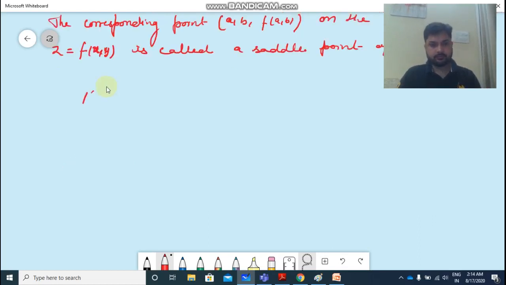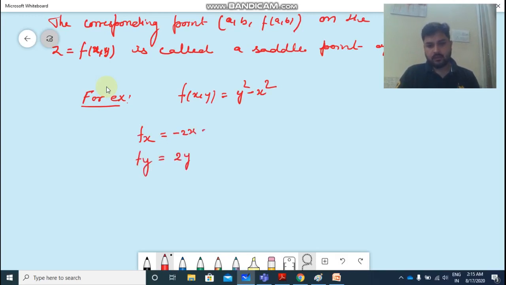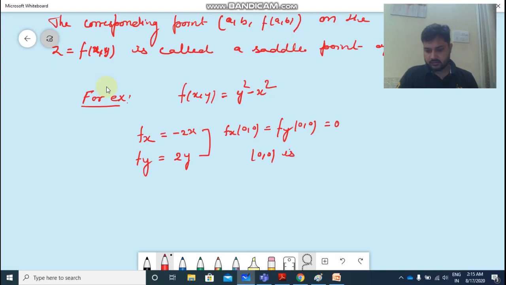For example, if we take f(x,y) is equal to y square minus x square, then f_x will be equal to minus 2x and f_y will be equal to 2y. We observe that at the origin f_x(0,0) is equal to f_y(0,0), and both are equal to 0. So the point (0,0) is a critical point.